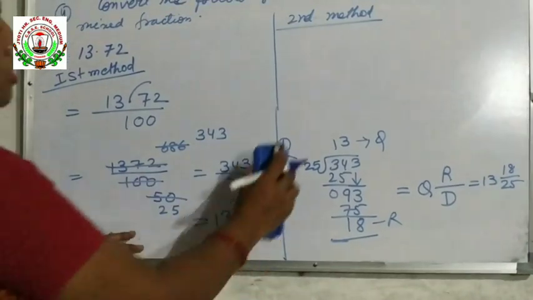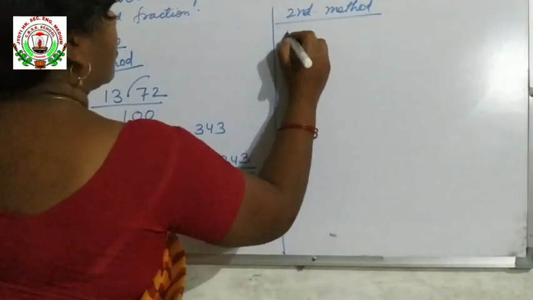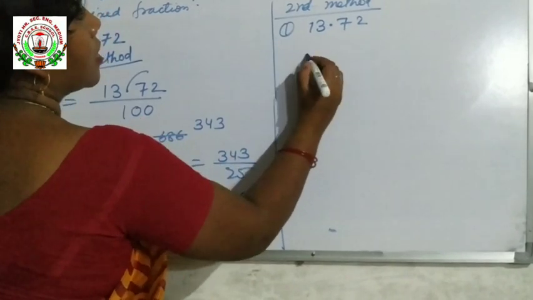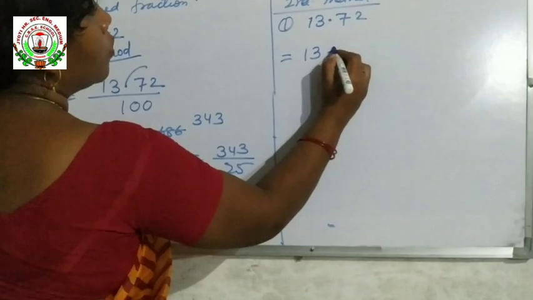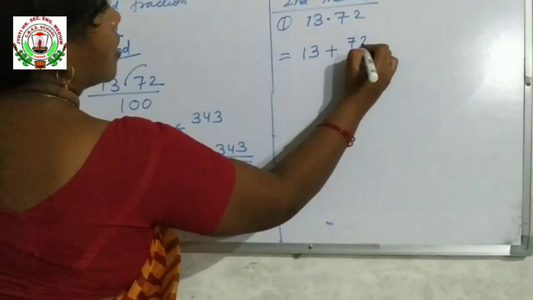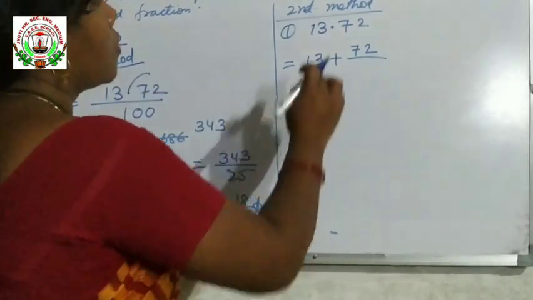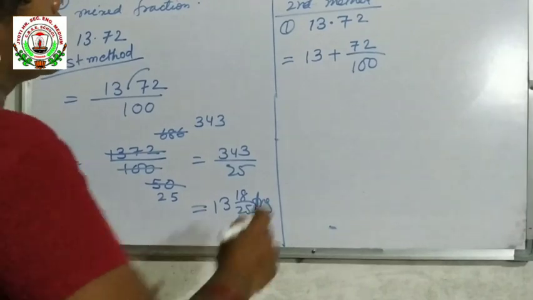Now the second method. In the second method what will you do? Question is the same, 13.72. First you will write this 13. It is a whole number, so you will write it first and put a plus sign and then you will write 72. You know that it is 72 hundredths. So after the decimal 2 digits means 100, I told you. Now you will cancel it.